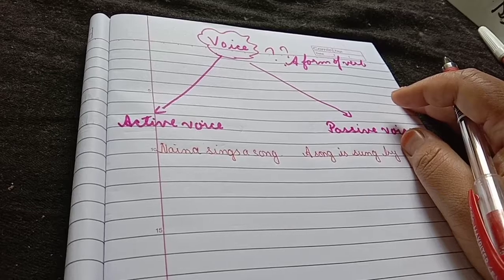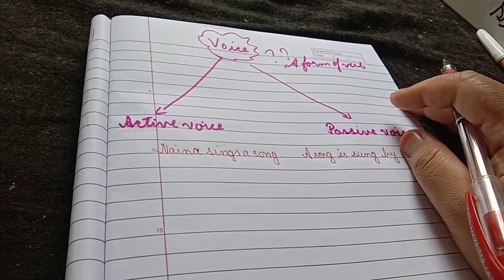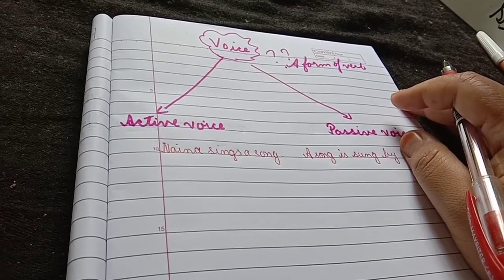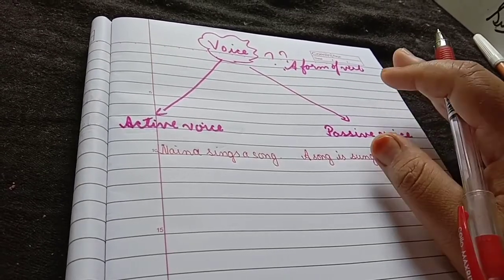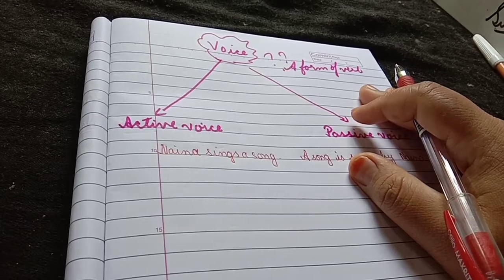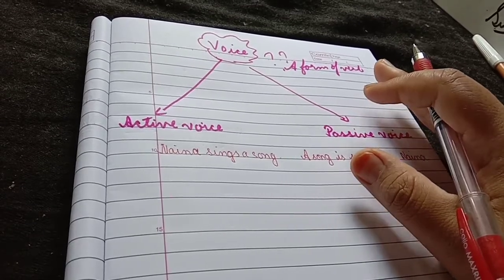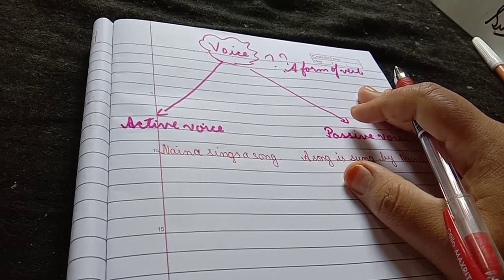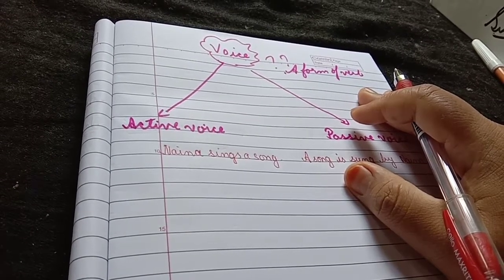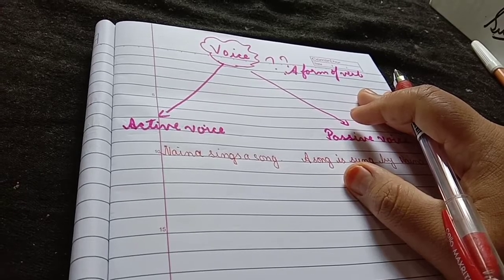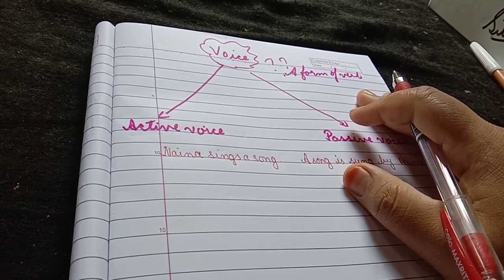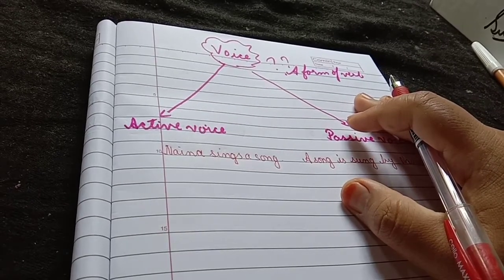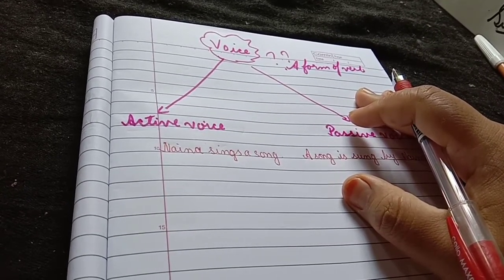Today, we are going to understand a very important concept of English grammar. Before starting this chapter, please go through the videos that I have posted related to tense and verb forms. If you are not clear with the verb forms or with the tense, this concept will be very difficult for you. Now let's come to the topic.